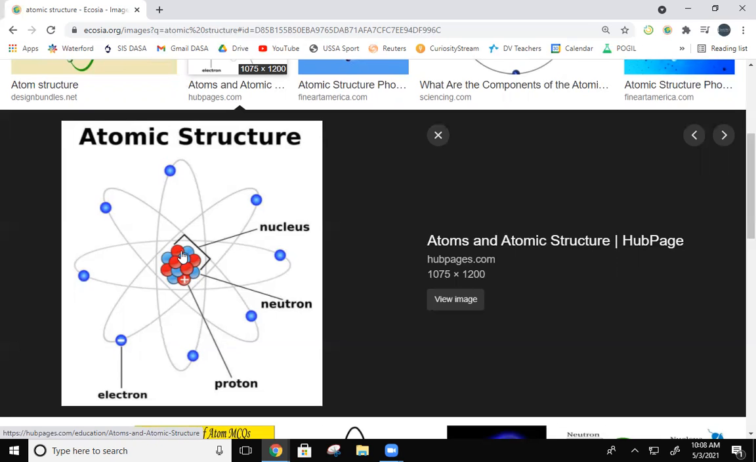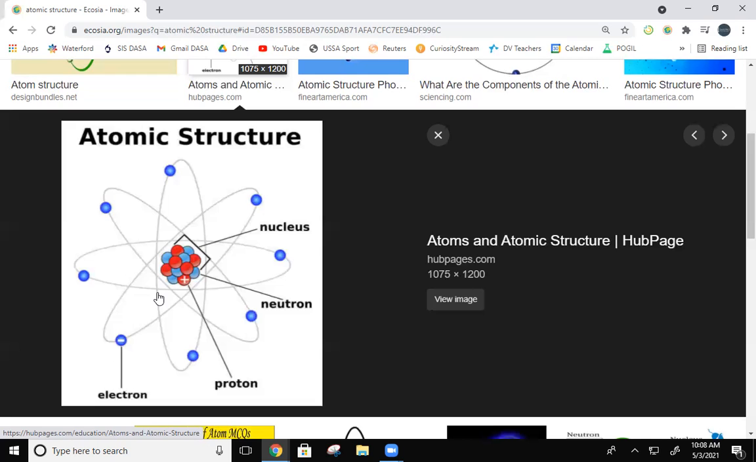Yep. Okay. 6 protons. How many neutrons do we have? 1, 2, 3, 4, 5, 6. So what is the mass of this element? 12. There we go. Brain's working. Okay. So this is carbon 12, C12.